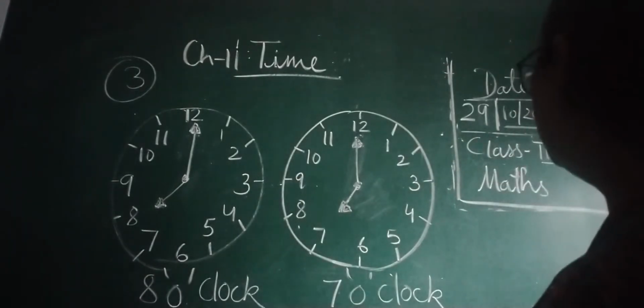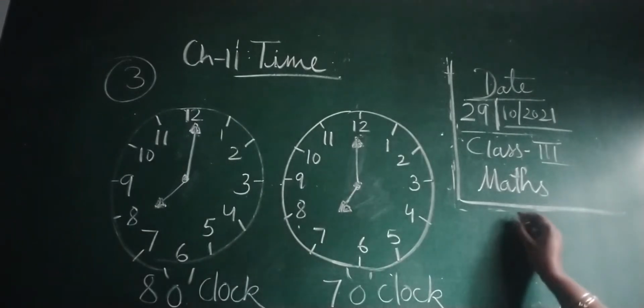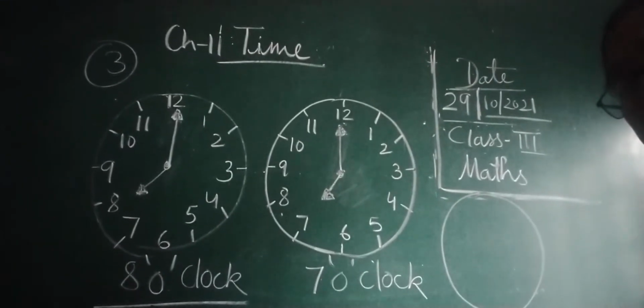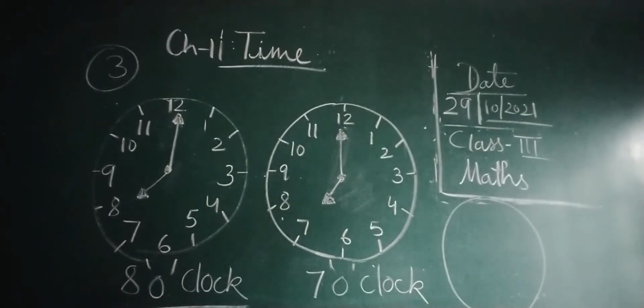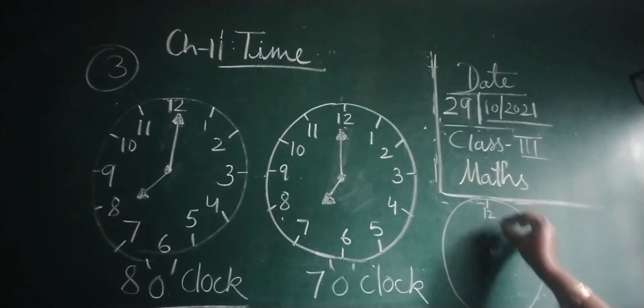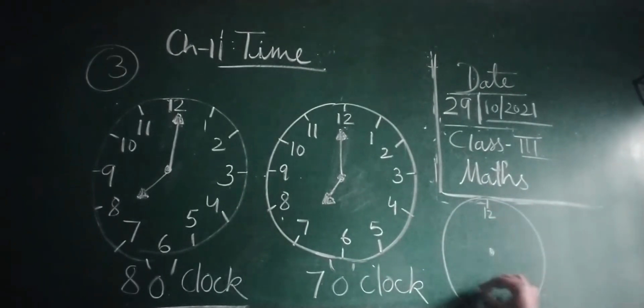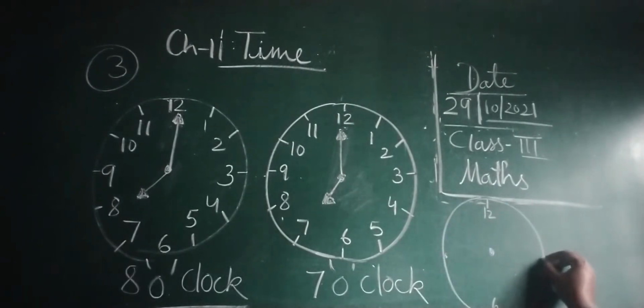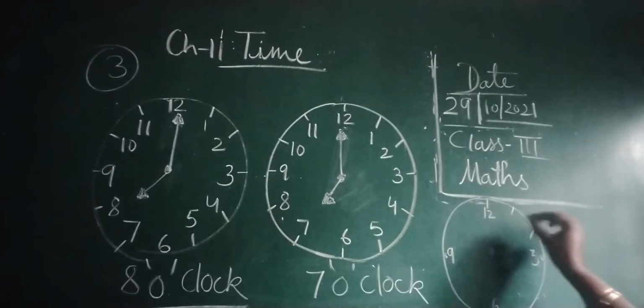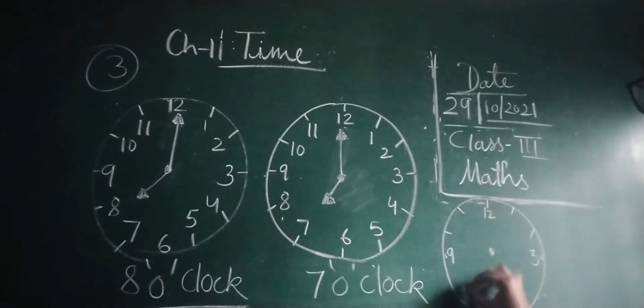Okay. So here I am going to draw. I think this is visible. Yes children, this is the third number clock. We will take a center point. 12, 6, this is 9 and this is 3. Now children, it is quite easy.